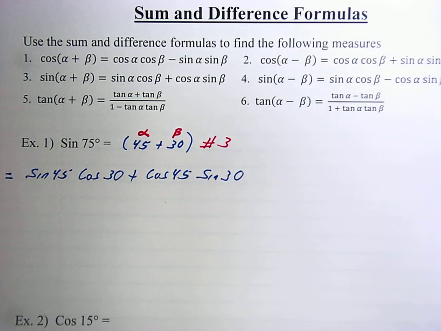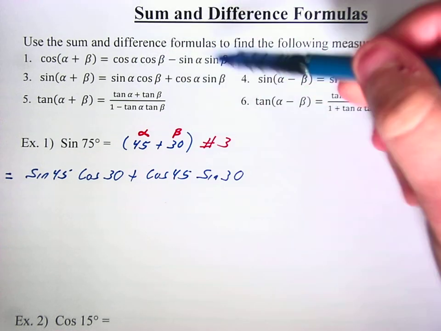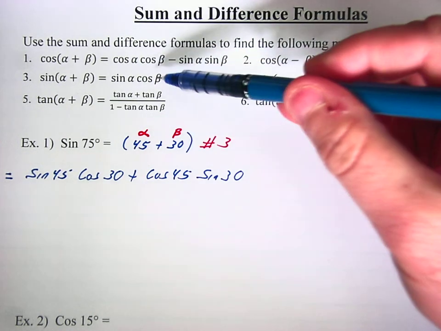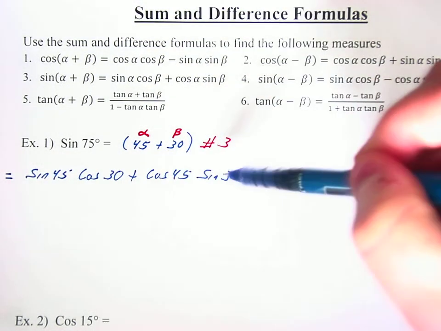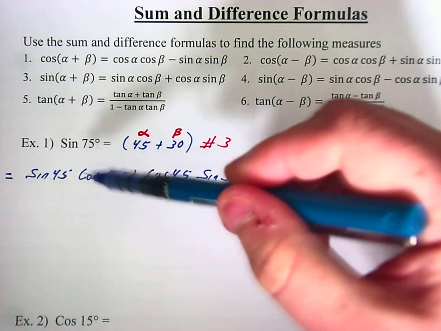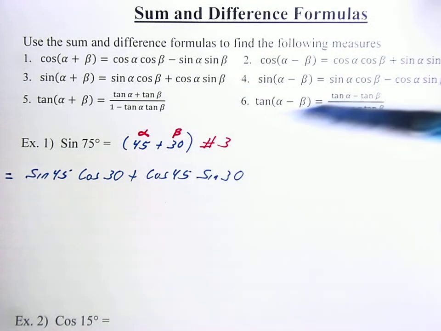So that was nothing more than substitution. That was me taking this 45, putting it there, and taking that 30 and putting it there for beta. Go to your unit circle if you don't know these values. Find them, substitute them in, and then we're going to clean it up to get the final answer. So here's what we got.